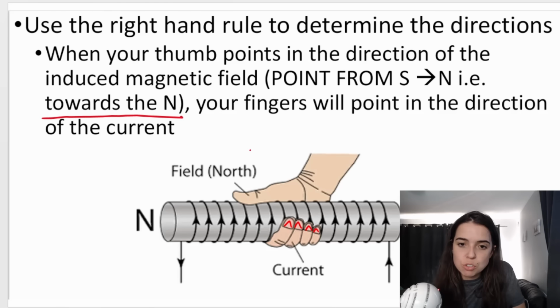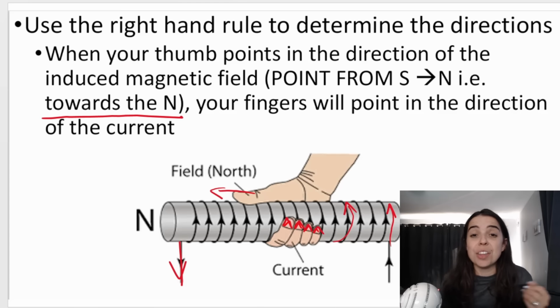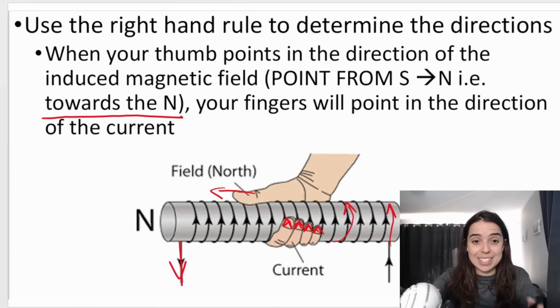So look at this person's right hand. They are pointing their thumb to the north and their fingers are curling in the direction of the current. So think of their fingertips as being arrowheads. It's saying that the current is going up and around and down the back. So up around the front and down around the back. I hope that makes sense.